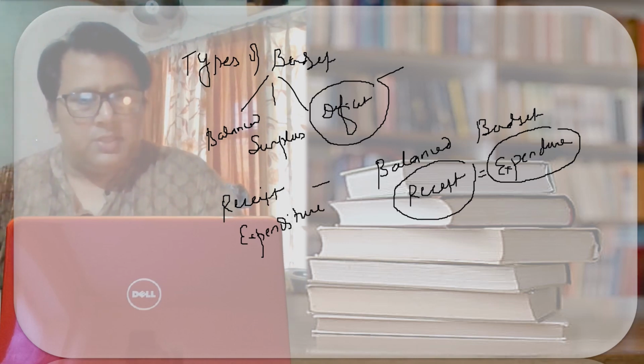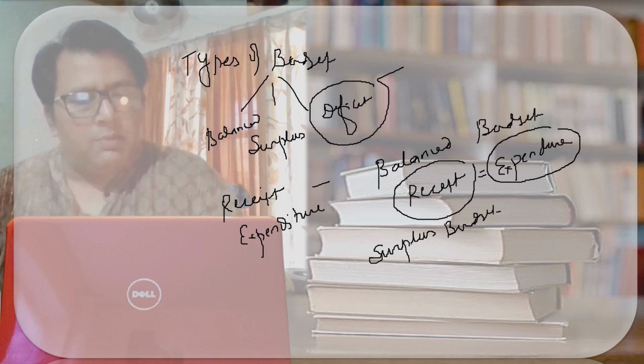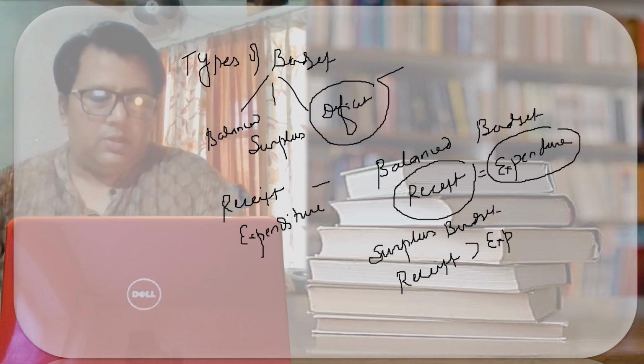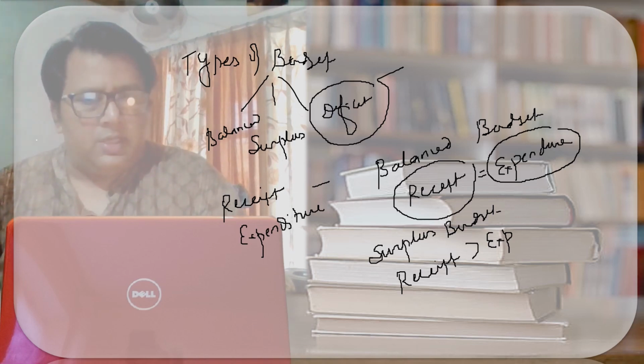Now let us see what is surplus budget. Surplus budget is that type of the budget where the receipt, the money which the government raised, is more, and the expenditure, it means the money which the government spent, is less. That is called surplus budget. I hope the point is clear. Where the money is more and the spending is less, it means where the earning is more and the expenditure is less, it is called surplus budget.